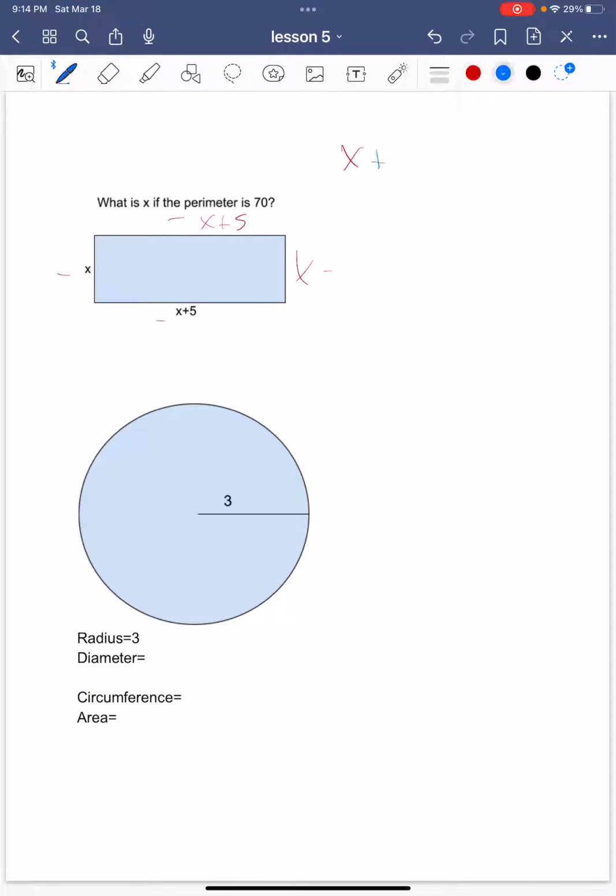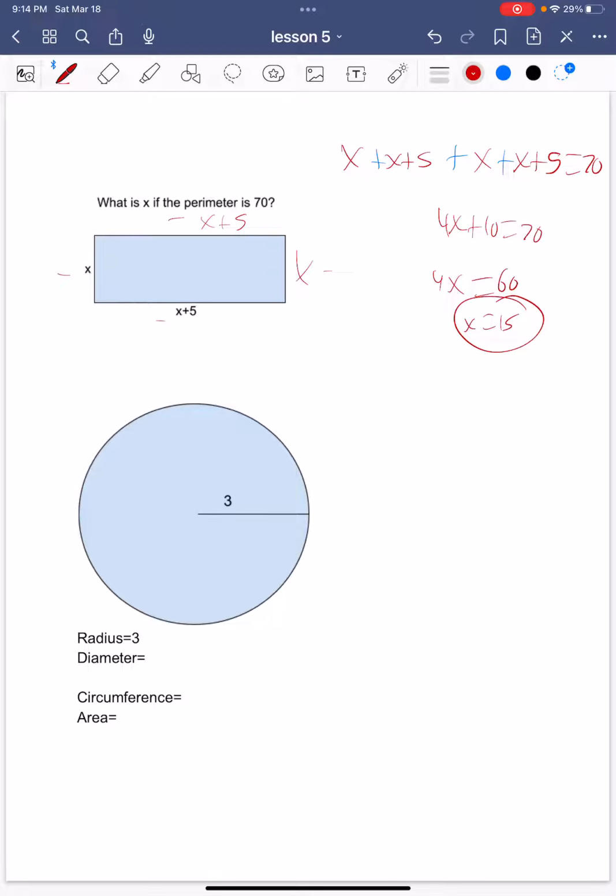x plus 5 plus x plus 5. Because the sum of those four will be equal to 70. If we combine like terms, we get 4x plus 10 equals 70. 4x equals 60, x equals 15.